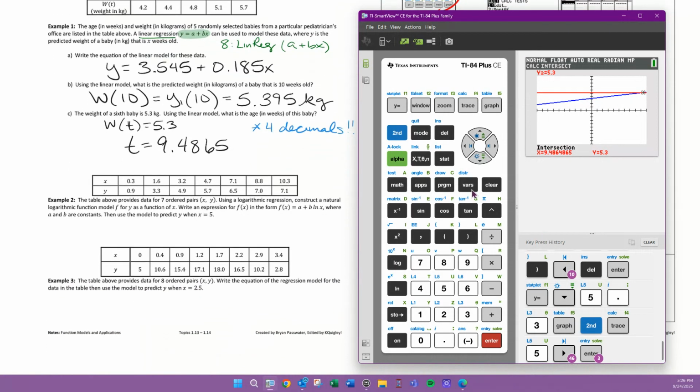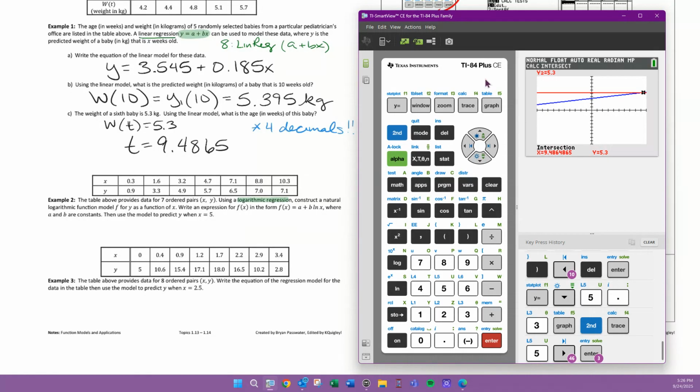Okay, the next 2 examples, if you're ready to move on, it says the table provides data for 7 ordered pairs, and using a logarithmic regression, again, we're looking for the type of regression here, construct a natural logarithmic model for a function y, for model f for y as a function of x. Write an expression for f of x in the form f of x equal to a plus b times natural log of x, where a and b are constant. Then use the model to predict y when x is equal to 5.